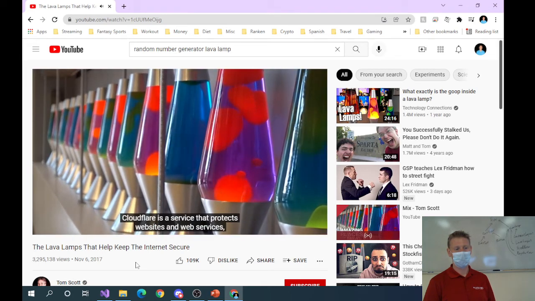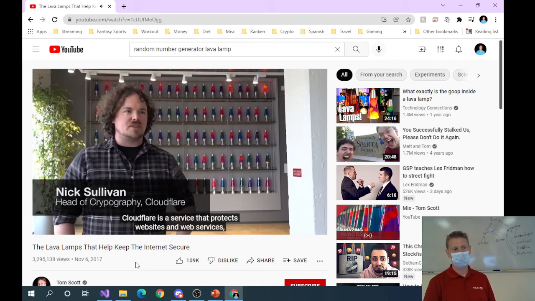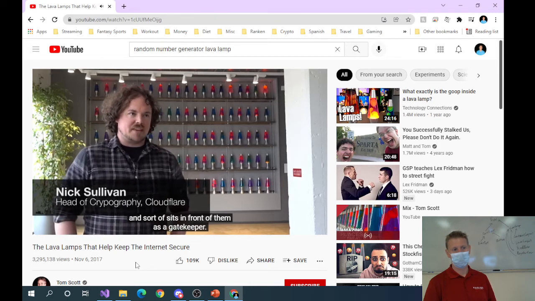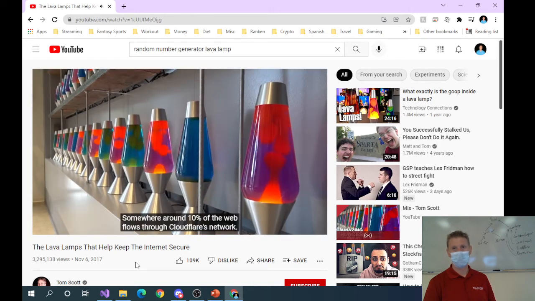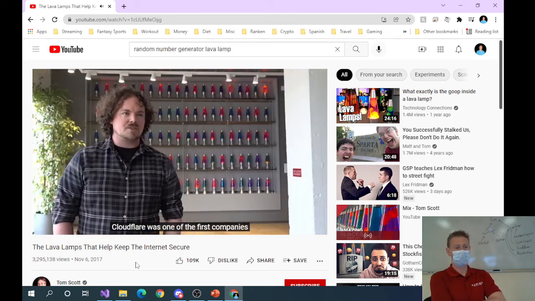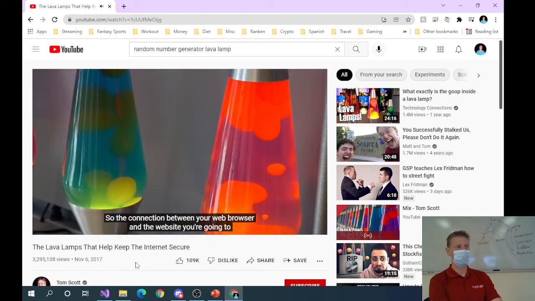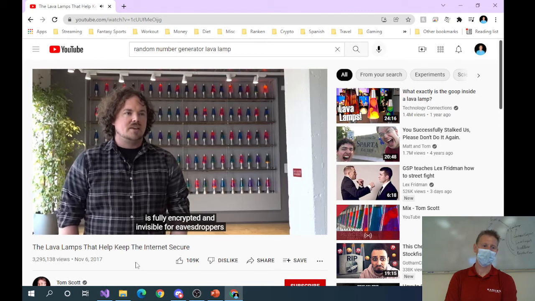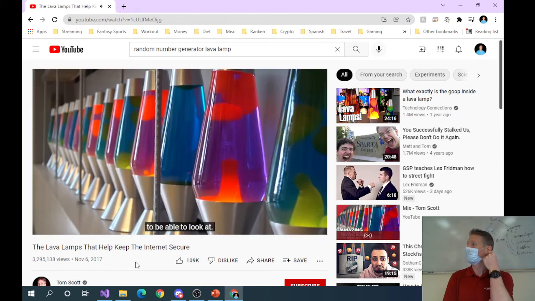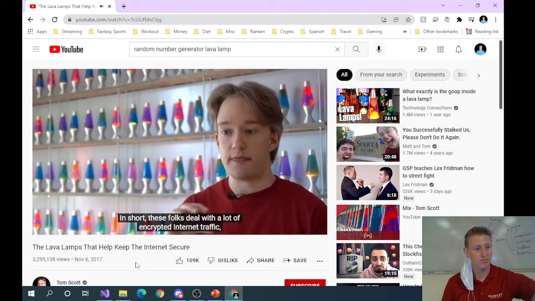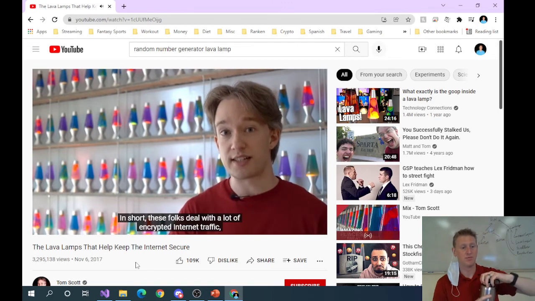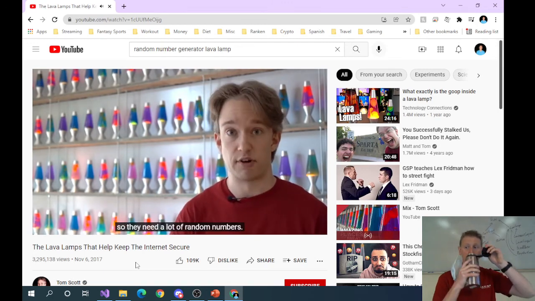Cloudflare is a service that protects websites and web services and sort of sits in front of them as a gatekeeper. Somewhere around 10% of the web flows through Cloudflare's network. Cloudflare was one of the first companies to provide free SSL encryption for websites. So the connection between your web browser and the website you're going to is fully encrypted and invisible for eavesdroppers to be able to look at. In short, these folks deal with a lot of encrypted internet traffic, so they need a lot of random numbers.